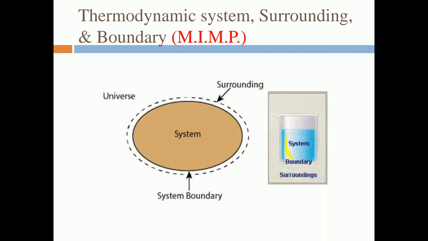So I want to select a particular matter or particular region. If this is the space, where I want to understand pressure and temperature, to do a thermodynamic study, I first have to select this is the area or this is the region where I want to concentrate the thermodynamic study or I want to conduct the thermodynamic study. So region in a space is known as thermodynamic system.